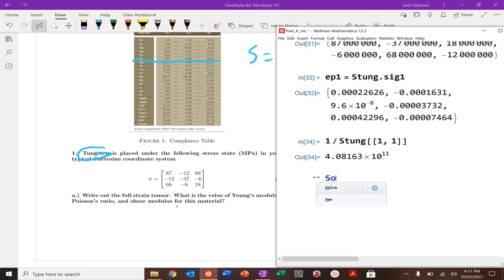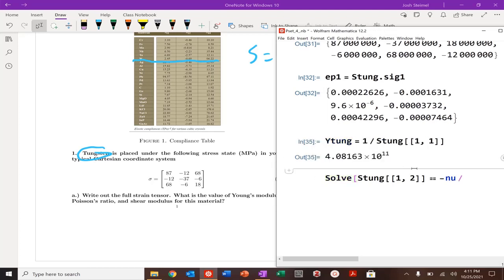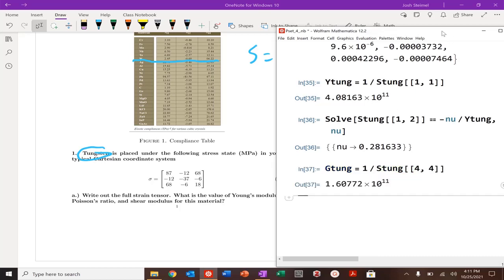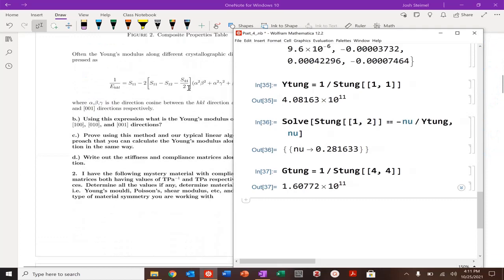I know that basically I could solve for S12, so basically S tung 1, 2, so that equals minus nu divided by, I'm going to call this y tung, divided by y tung, and then solve for nu. That would be my nu, my Poisson's ratio, and my shear modulus is just going to be, I'm going to go ahead and solve basically G tung, which is going to be S tung of 4, 4, and then basically 1 over. There we go. So those are those values.